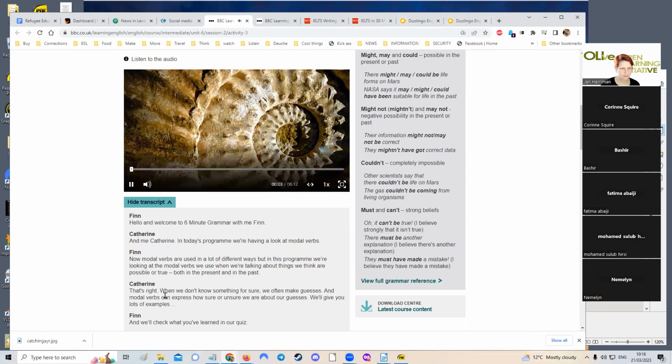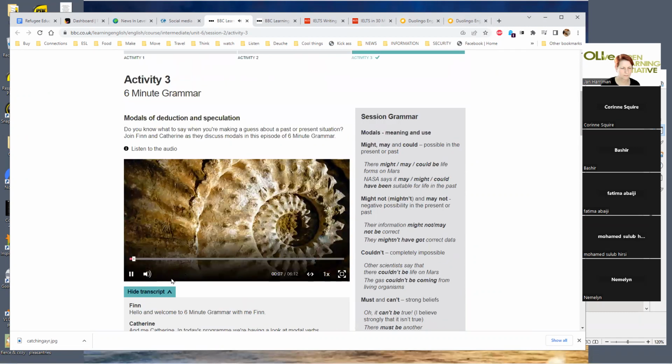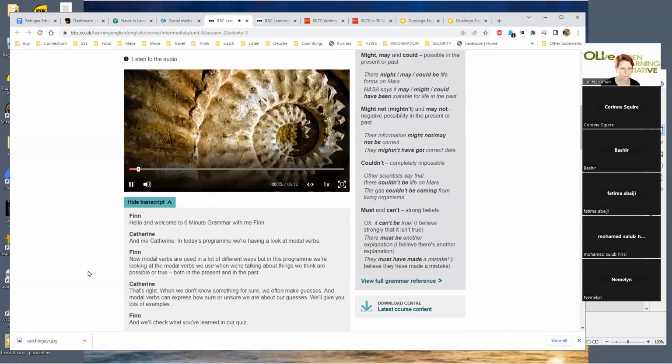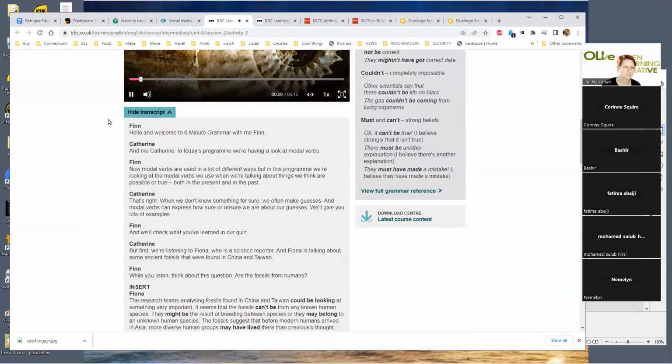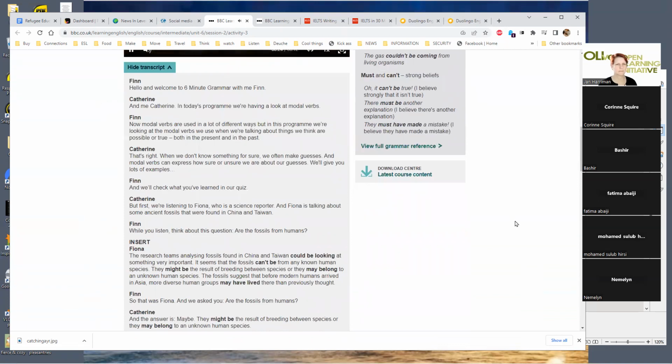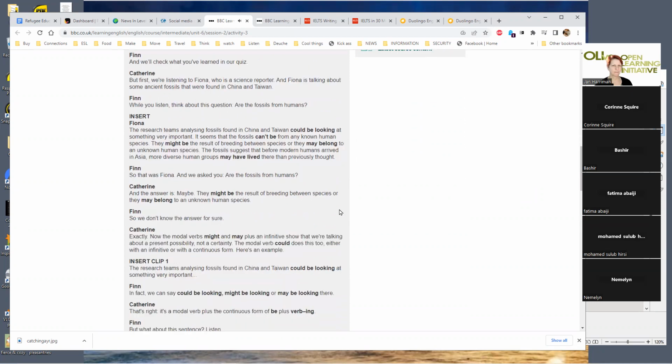6 Minute Grammar from bbclearningenglish.com. Hello and welcome to 6 Minute Grammar with me, Finn. And me, Catherine. And in today's programme, we're having a look at modal verbs. Now, modal verbs are used in a lot of different ways. But in this programme, we're looking at the modal verbs we use when we're talking about things we think are possible or true, both in the present and in the past. That's right. When we don't know something for sure, we often make guesses, and modal verbs can express how sure or unsure we are about our guesses. We'll give you lots of examples. And we'll check what you've learned in our quiz. But first, we're listening to Fiona, who is a science reporter. And Fiona's talking about some ancient fossils that were found in China and Taiwan.